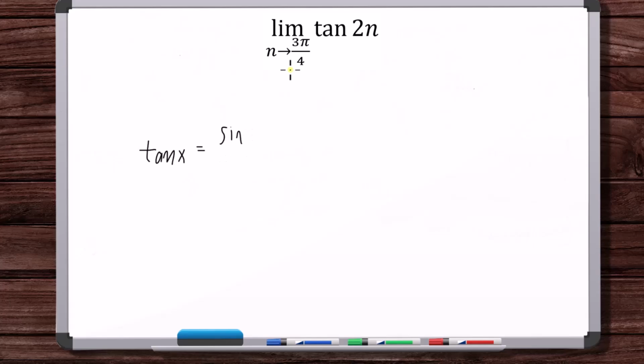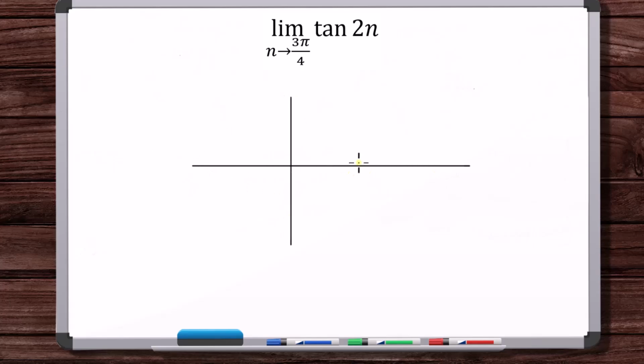So all we need to do is, we're at 3 pi over 4. Let's say it's here. We know this is a vertical asymptote of this tangent of 2n. We just need to see, is it the case that the function is ballooning, coming from both sides of 3 pi over 4, to positive infinity or to negative infinity? In that case, we have an infinite limit here. Otherwise, it's going to be just a DNE.